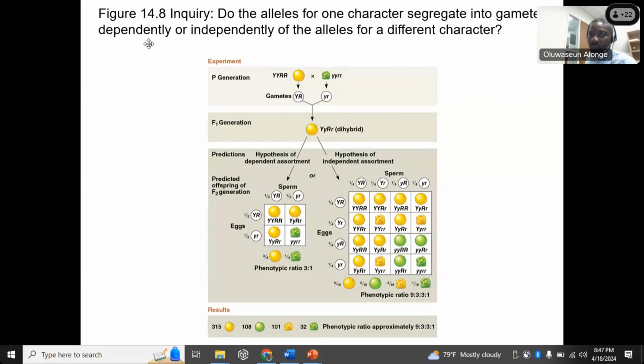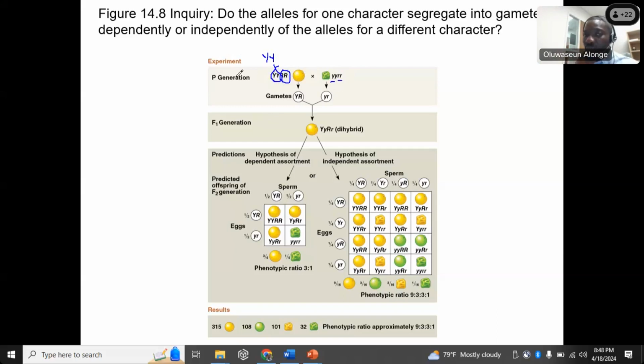So looking at this, the inquiry: do alleles for one character segregate into gametes dependently or independently of the alleles for a different trait? So what we are saying is this here is the allele for color. Yellow, yellow is for color. And this RR is for shape. So you see that this is yellow and round. This is green and wrinkled, not round. So what Mendel wanted to check is, since these alleles are together, is it possible that they are transmitted together or they are transmitted independently, or what is the pattern?